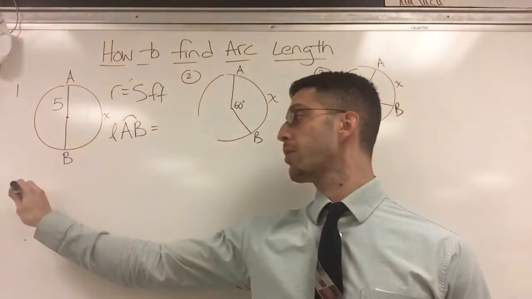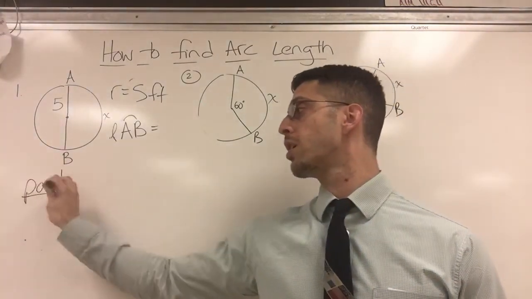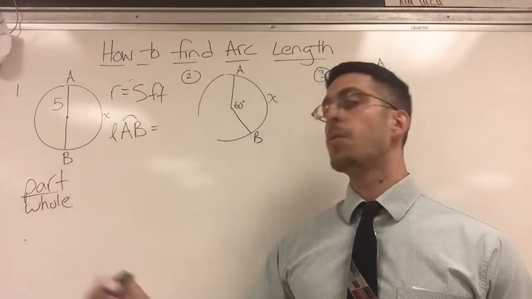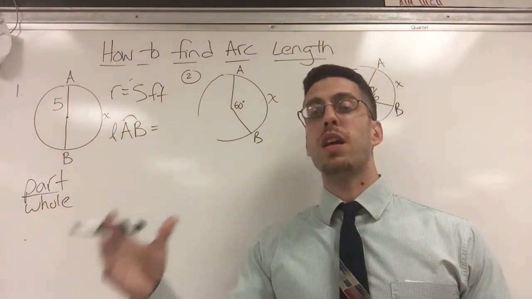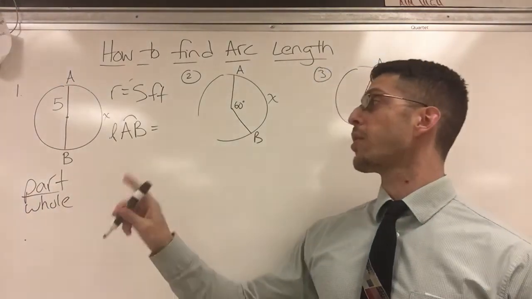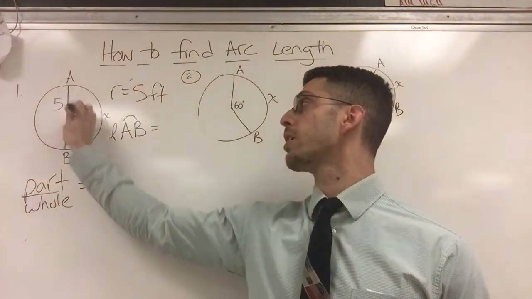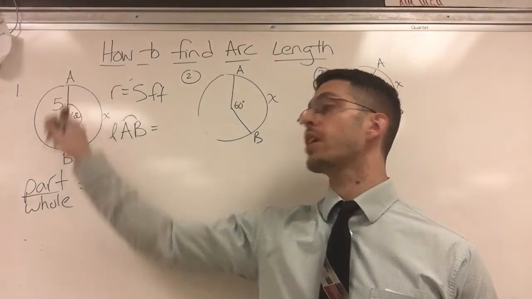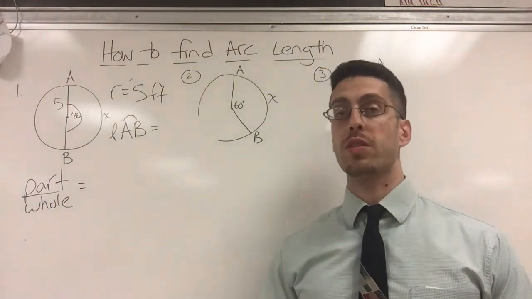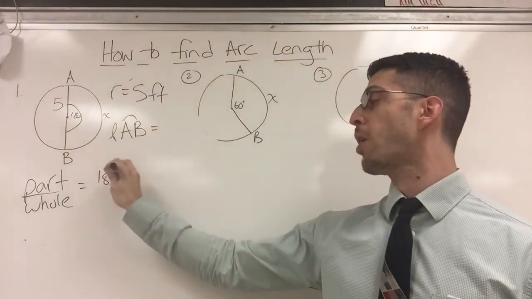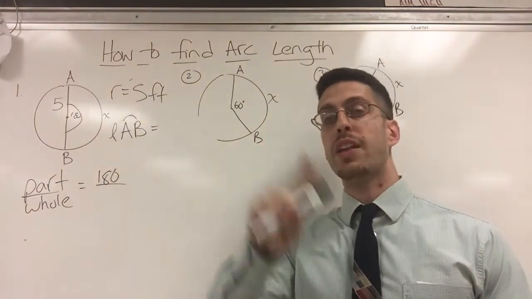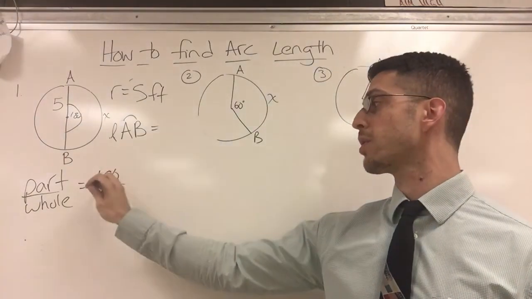Let's see here. My favorite proportion is always part over whole. Part of a thing in comparison to the whole thing. So this time, I'm going to start with the degree measure. Here, I know this is 180 degrees. That's obvious when it's a semicircle. So that's part of the circle, and then the whole circle measures 360 degrees.